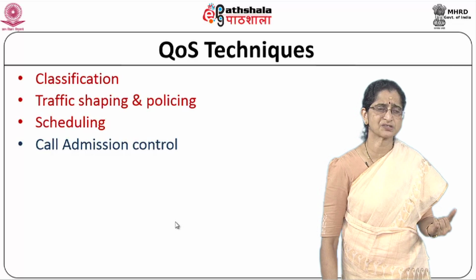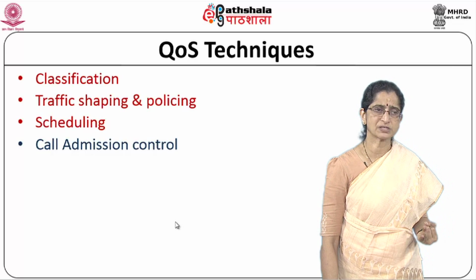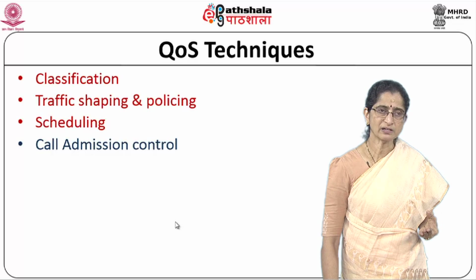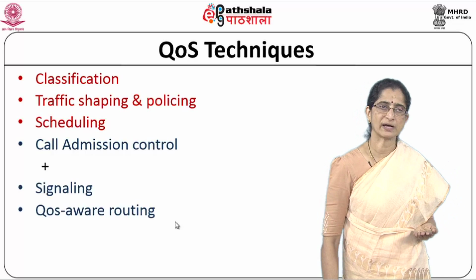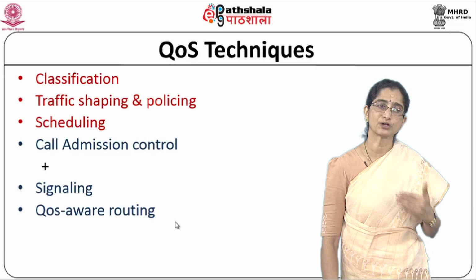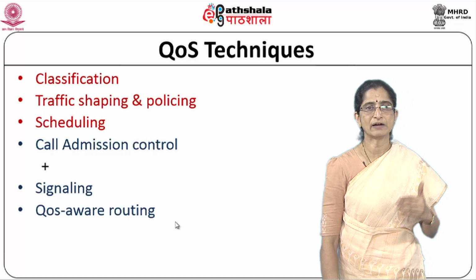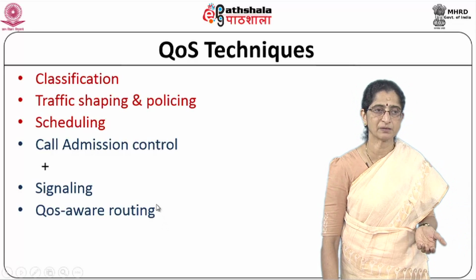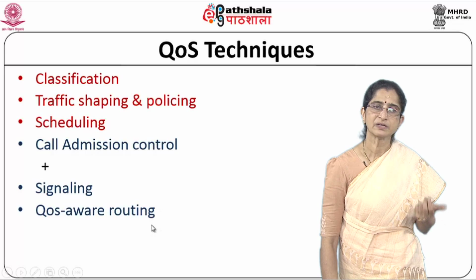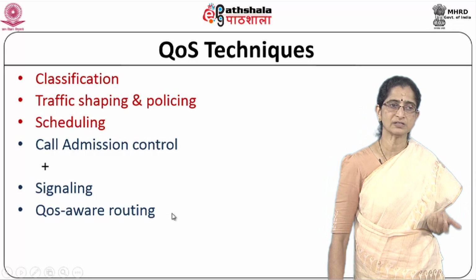So we need to have classification, traffic shaping and policing, scheduling, and call admission control. In addition to this, we will also require signaling. When you talk of call admission control, you may have to signal that you want to reserve resources, or that you want so many resources from the network. So you need some signaling mechanisms, and I will also require some QoS aware routing.